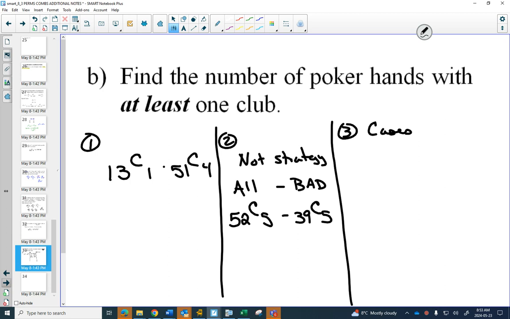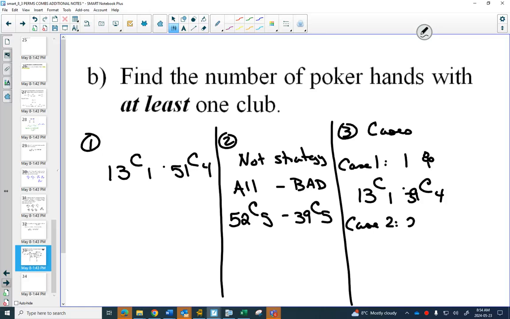Solution 3, I'm going to count things with cases. I'm going to separate things and say, first case, case 1, 1 club. So if I count 13 choose 1, because there's 13 clubs, I choose one. And from the other 39 cards, I choose 4 other ones. That would count how many ways I have exactly one club. This solution is longer, but it works perfectly fine.